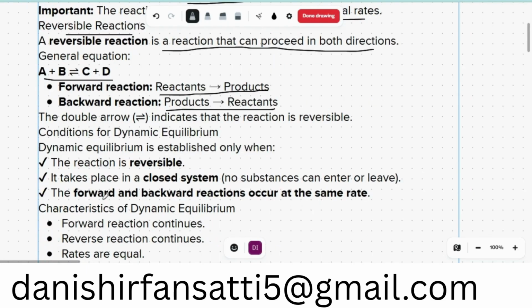Condition for dynamic equilibrium: dynamic equilibrium is established only when the reaction is reversible, and it takes place in a closed system. No substance can enter or leave. The forward and backward reactions occur at the same time.